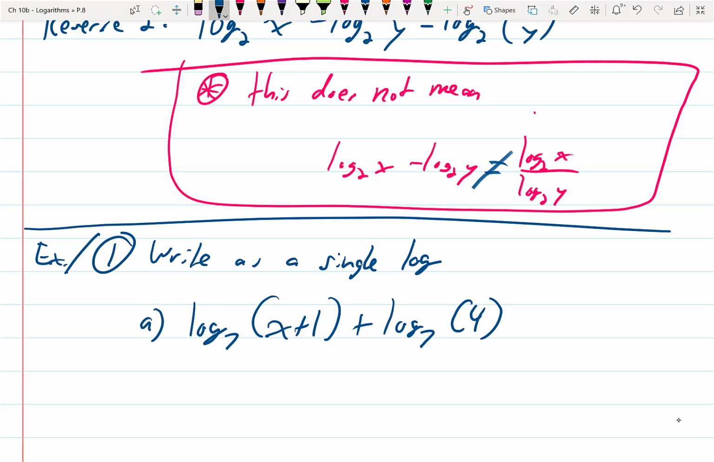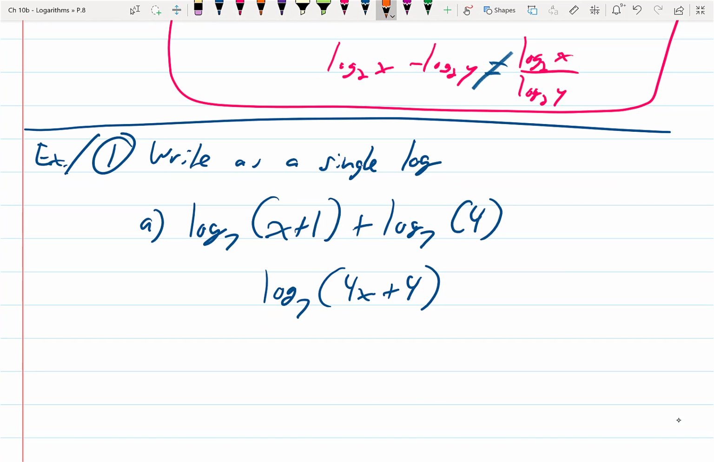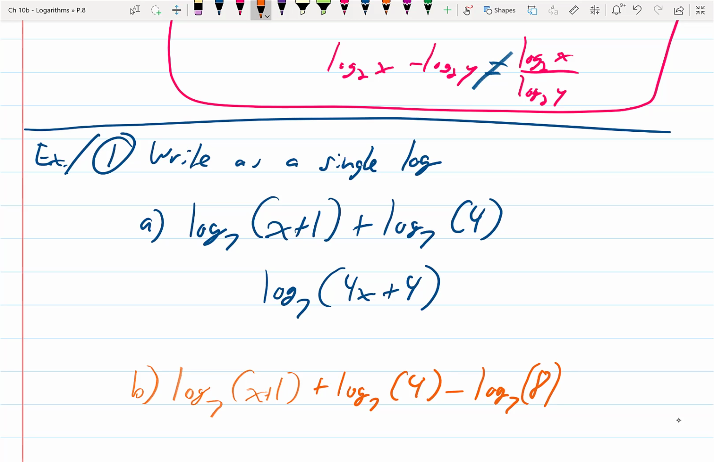So here's an expression. An expression is a thing with no equal sign. And I want to bring that into a single logarithmic expression. How do I do that? Log base 7 of 4x plus 4. Can you make an adjustment to that? That would actually be the log base 7 of x plus 1 plus the log base 7 of 4 minus the log base 7 of 8.